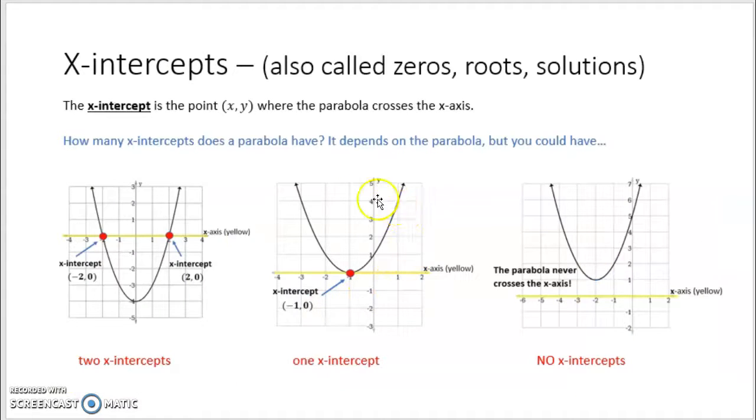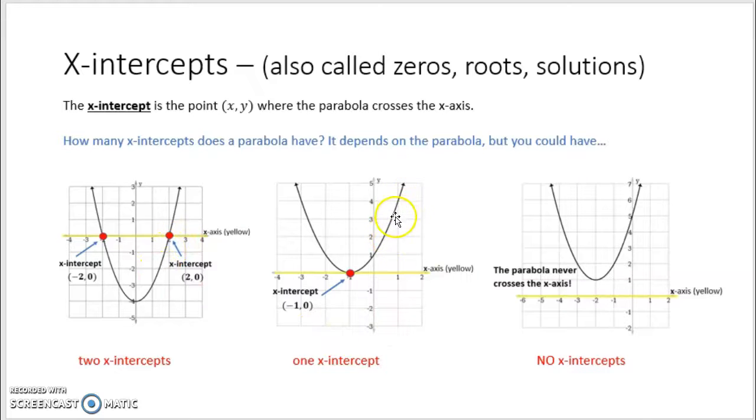Okay, so x-intercepts now. X-intercepts also have other names that all mean the same thing. They're called zeros, roots, and solutions, and that has to do with the different ways that we can find x-intercepts. Now the x-intercept is just the point where the parabola crosses the x-axis. So here's my x-axis, it's in yellow. We crossed it twice on this picture, so sometimes you're going to have 2 x-intercepts.